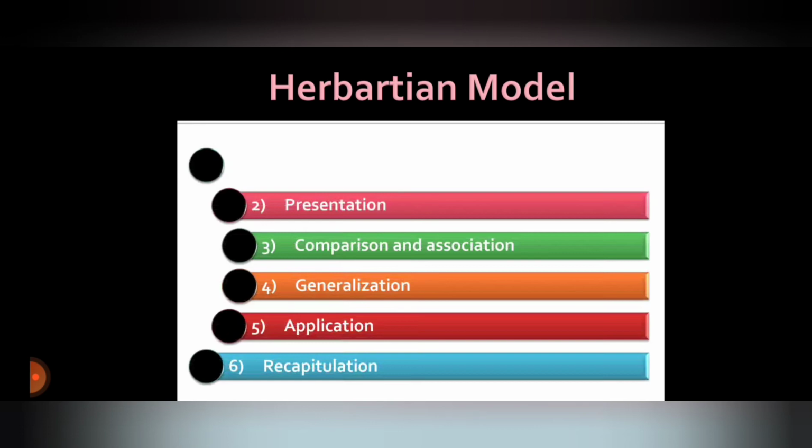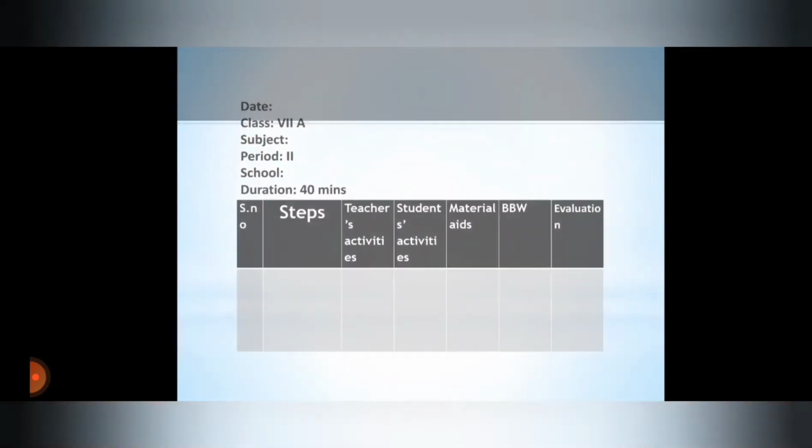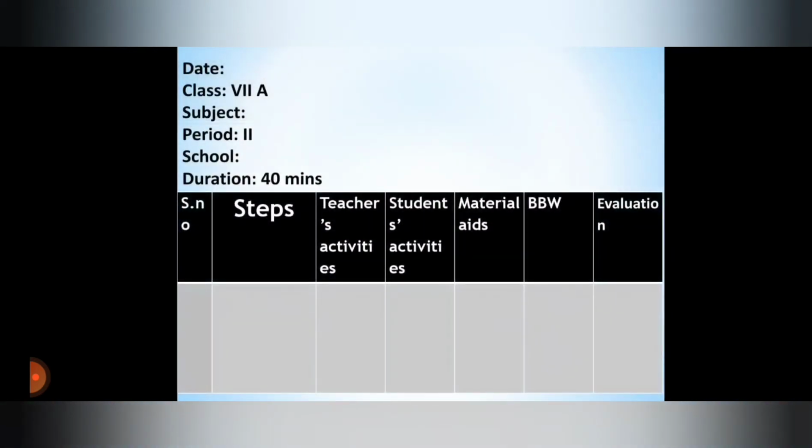So putting some suitable questions on the topic to the students to understand how far the concept is being comprehended by the students and the matter taught by the teacher. So it also helps the teacher to find out whether this method of teaching is effective, successful, or not. So this is about Herbartian model. This is the model. Here serial number, steps to be followed, teacher activity, student activity, material aids, blackboard, and evaluation.